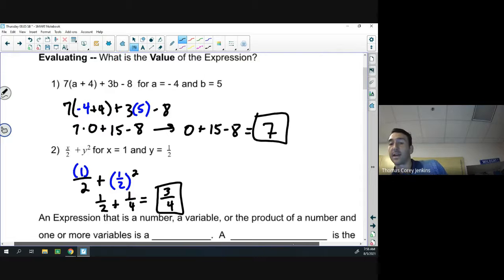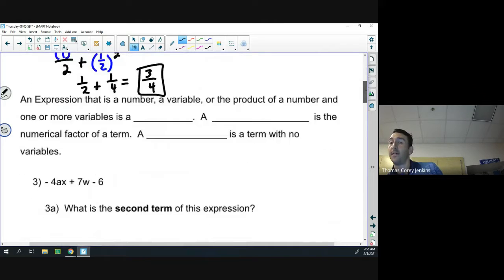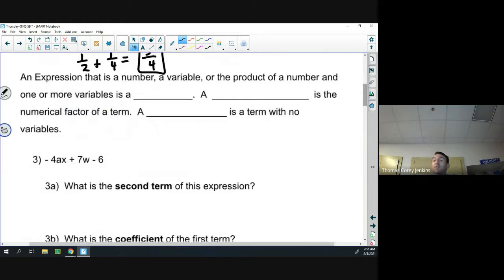All right, so we're going to continue to move on with some vocabulary here, some fill in the blank. It says an expression that is a number, a variable, or the product of a number and one or more variables is, that would be a term. Okay.